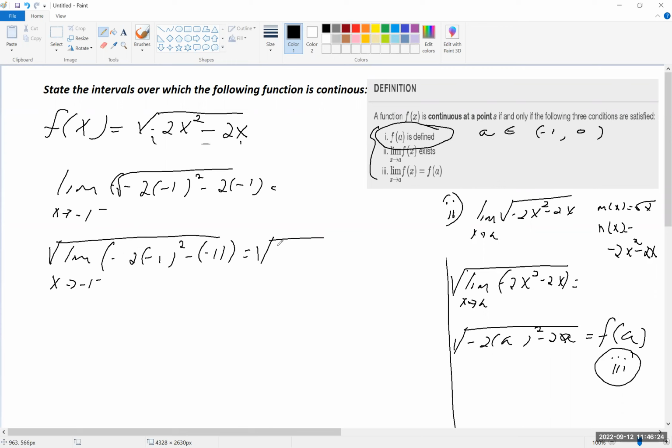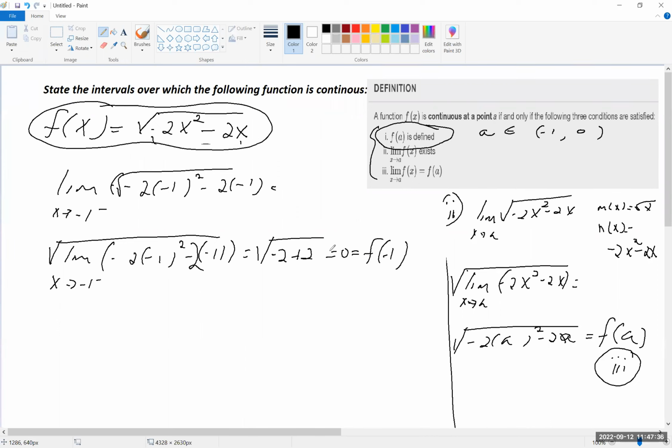And that's going to be the square root of, let me make sure that I don't forget some pieces. There should be a 2 here. So it's going to be +2, which is 0, which, by the way, is also f of -1. I'm not going to do that check. I'll let you do the check. But if I plug in a -1 into this function, I will get 0.